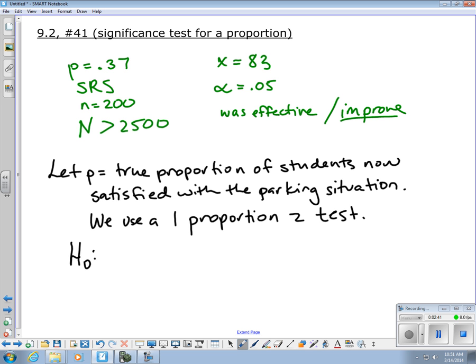Okay, so now we want to set up our hypotheses. Remember, your hypotheses should be about the parameter, and the previous value was 0.37. We're looking to see now if it's improved, so we're looking to see whether satisfaction has increased, so p is now greater than 0.37. That greater than came from the phrase improve or was effective, saying that satisfaction has gone up.